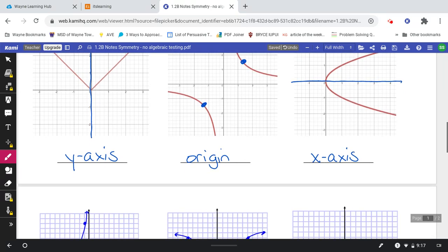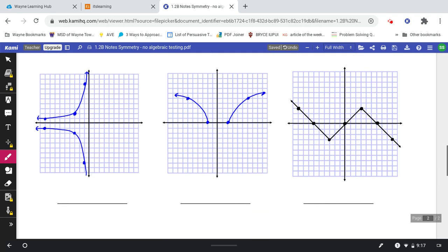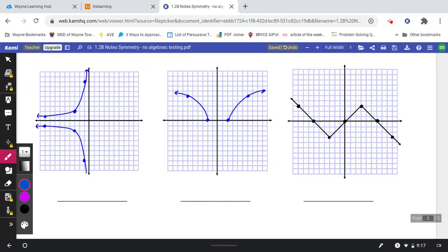All right, now it's your turn. You've got 3 other graphs on the back. See if you can tell which one each of these is: x-axis, y-axis, or origin. Go ahead and take a moment.